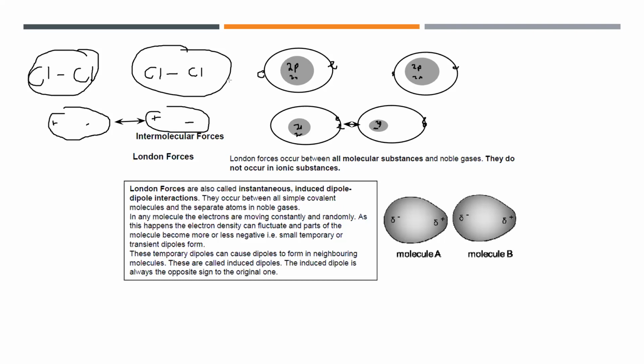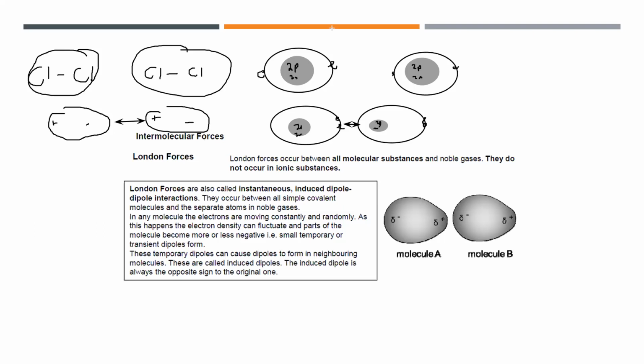Is it clear? So it exists between molecules and noble gases, but does not exist in ionic compounds, because in ionic compounds there is an electrostatic attraction. This is only for covalent compounds. Is it clear, this part? The London dispersion forces. Any doubt in this one?